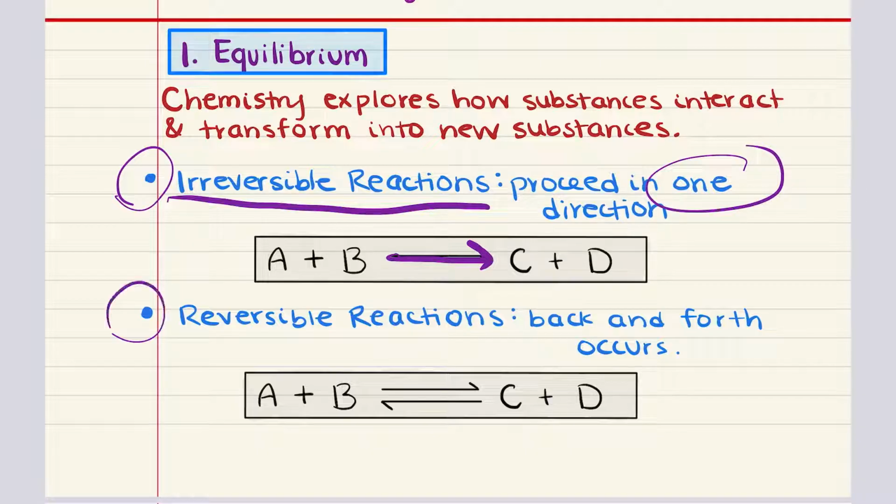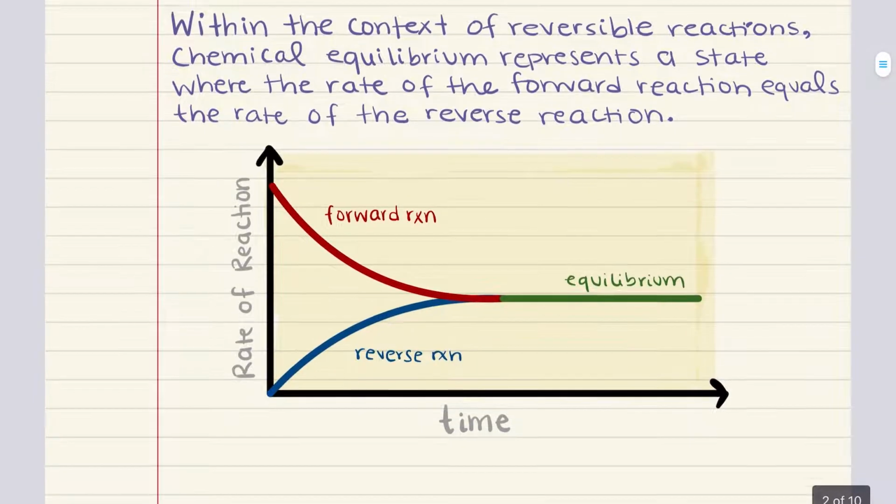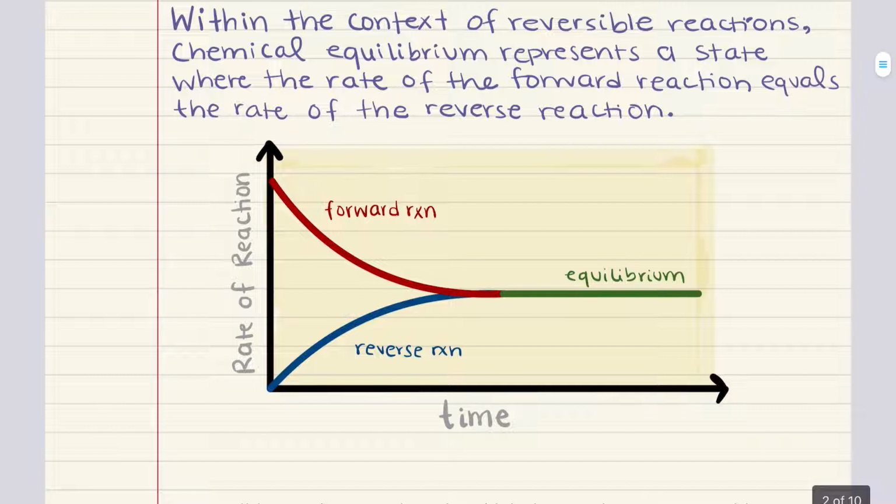The second category is reversible reactions. So unlike irreversible reactions, reversible reactions do not proceed to completion. The products formed can react among themselves to regenerate the original reactants, and this back and forth can occur indefinitely. Now, we're going to focus on reversible reactions in this lecture.